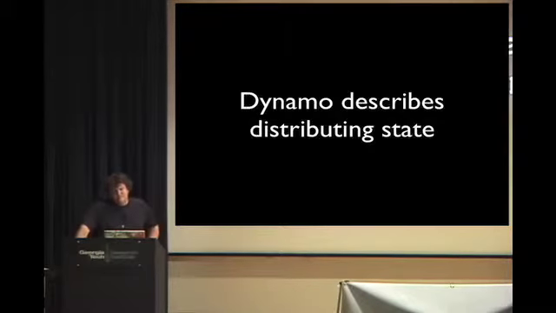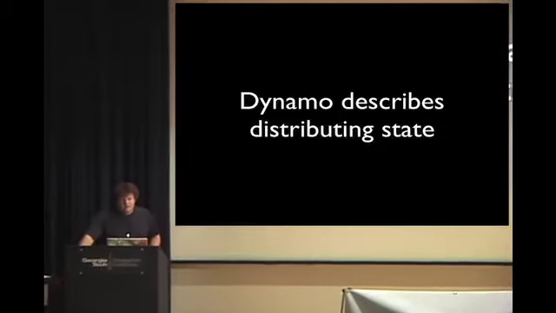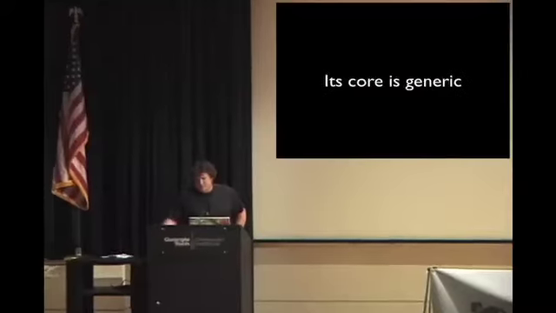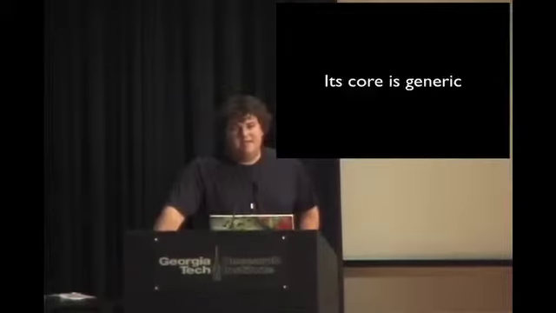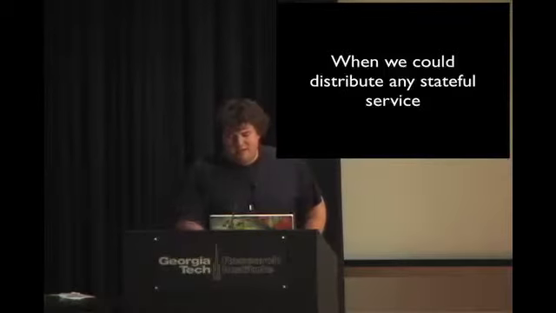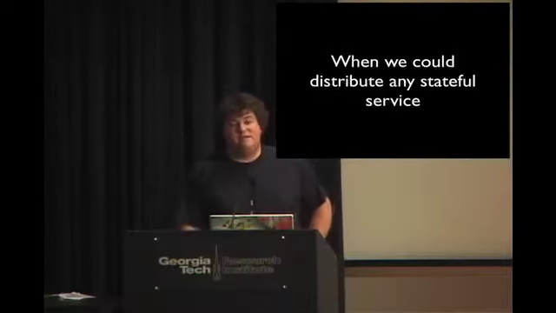The Dynamo paper really just describes a generic method for distributing state. The fact that it's a database in production at Amazon is incidental to that, right? At its core, it's a very generic system to take stateful things and make them work in an eventually consistent way across a cluster of machines, right? So the question here is, why are we even limiting ourselves to building a database with this technology? Well, that's because that's what Amazon did, but I think we could do more. We could do more interesting things. Because we could distribute any stateful service, right?